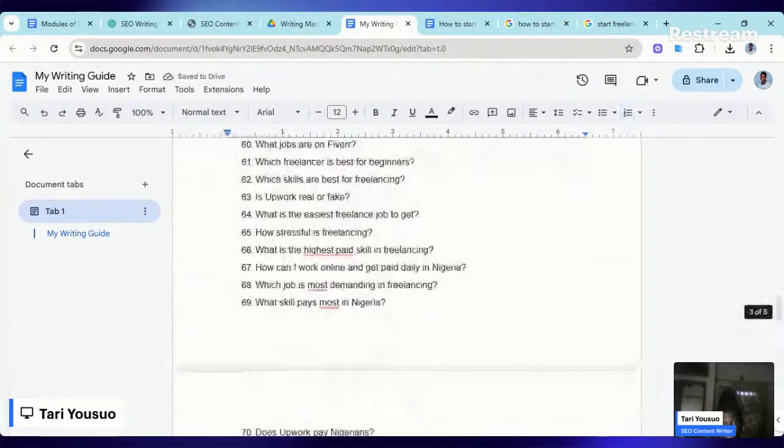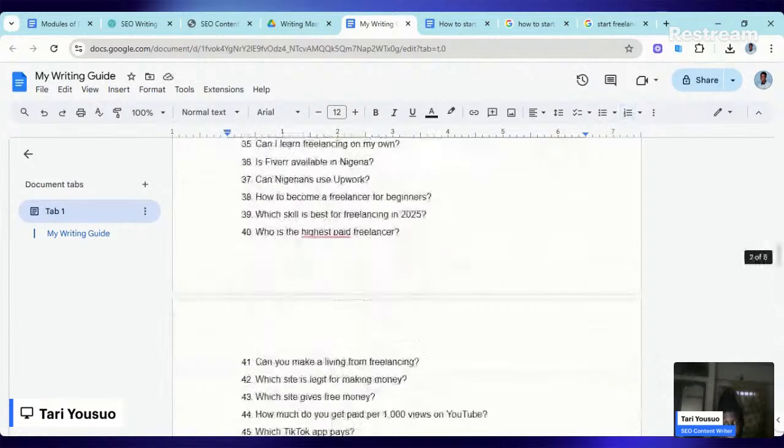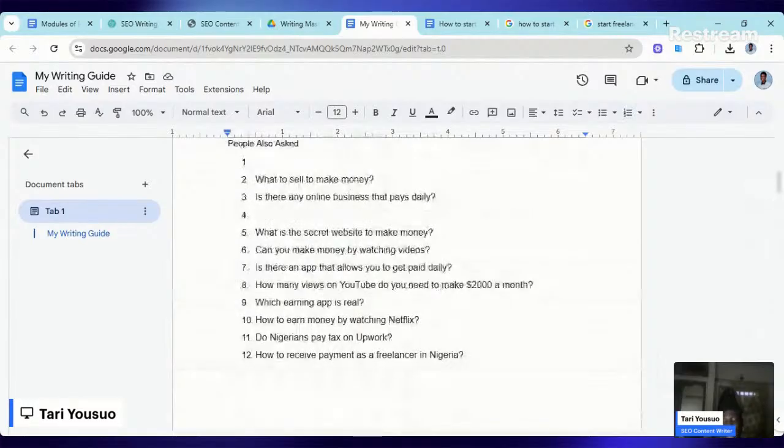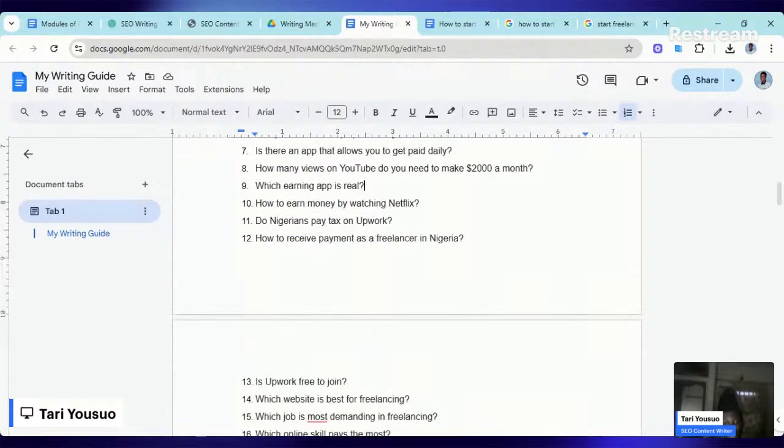Just keep on keeping on. Then, what is the secret website to make money? There's no secret website anywhere. Can you make money watching videos? These aren't really people interested in freelancing. They're just interested in making money online. And if you remember when I was talking about identifying the problem, I mentioned that people don't just freelance for the sake of it. They freelance because they need to make money. Okay, so all these are irrelevant.